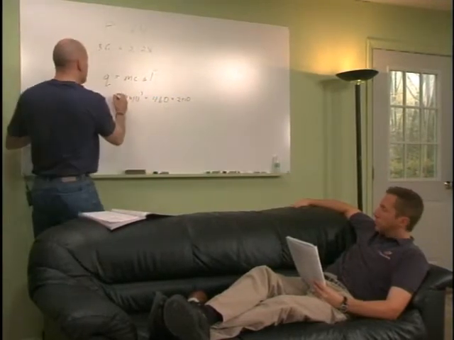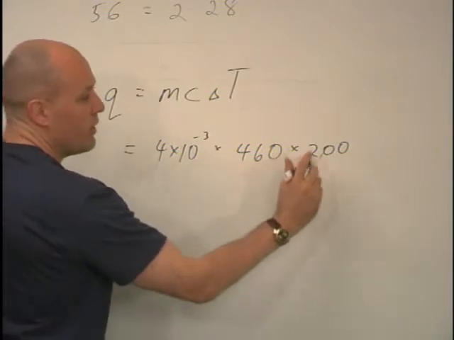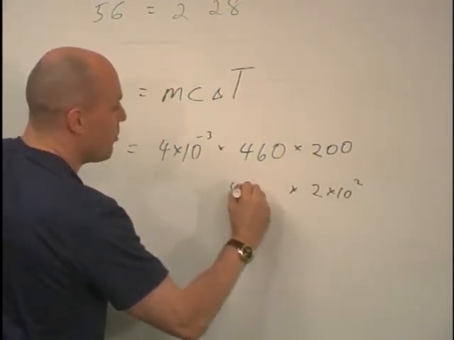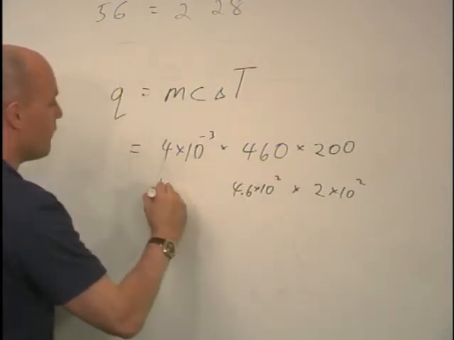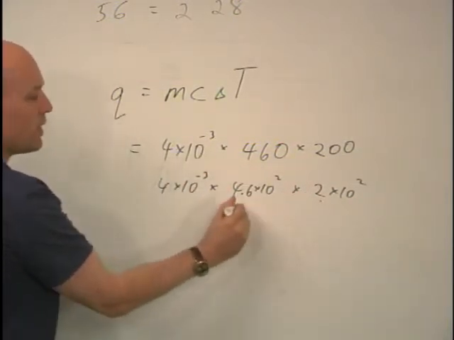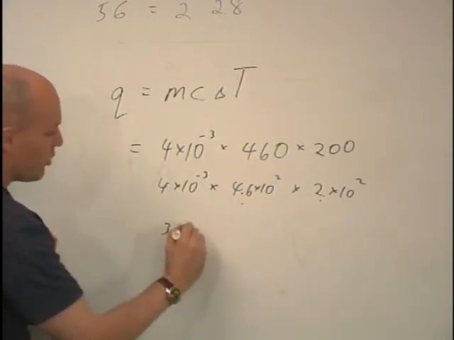Okay, so if we do the math here then, let's do it this way. I like to change everything into scientific notation here. So 4.6 times 10 squared and 4 times 10 to the negative third. Over here I have 2 times 4.5. That's about 9 times 4. So I end up with 36.